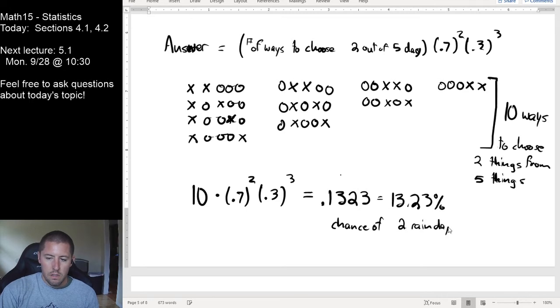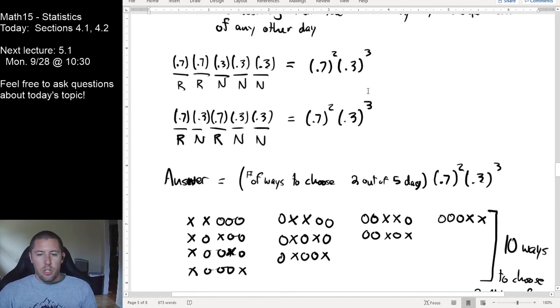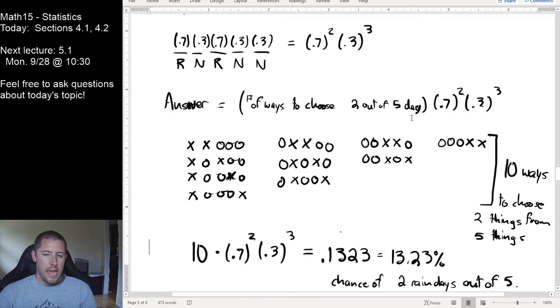Right. And so we can finish off with a sentence here from our computation. We compute this number out of our calculator, and we interpret that as a 13.23% chance of 2 rain days out of 5. Now, the thing that was easy here was doing this part. The thing that was hard here was counting the number of ways. And this is one of those things that we are not going to spend a whole day talking about the smart way to do this.